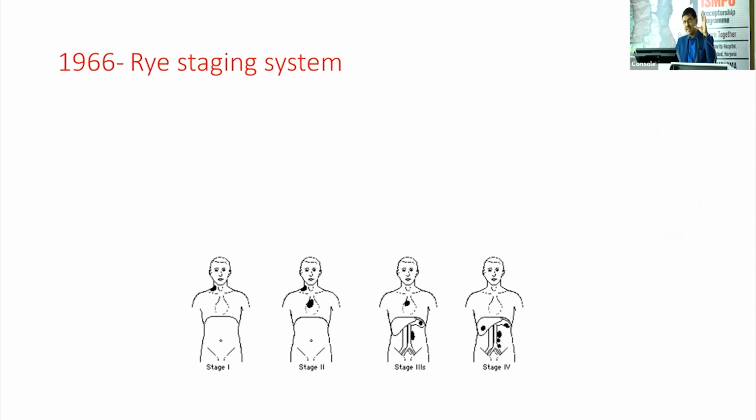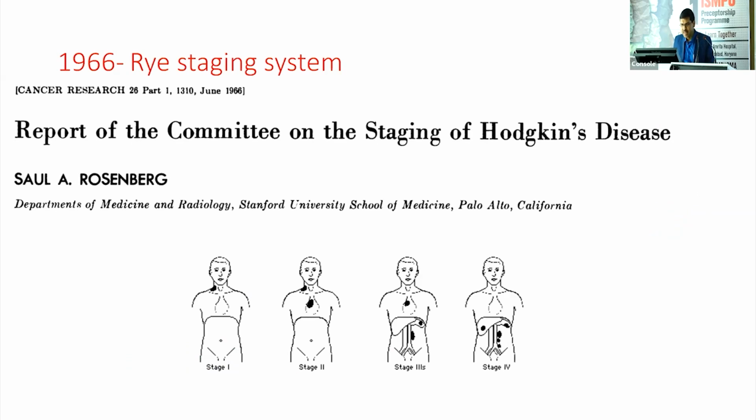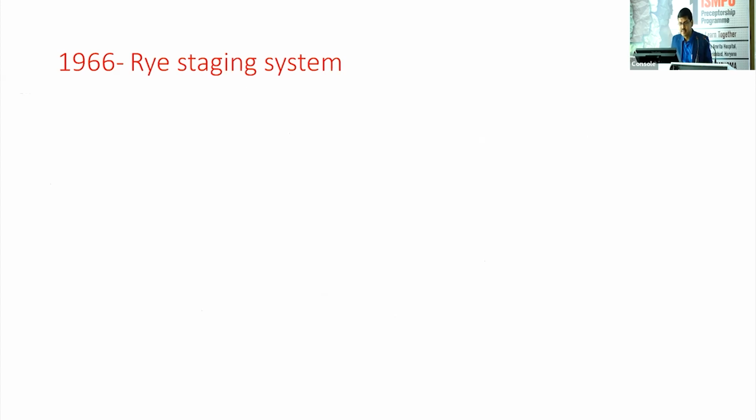Then came 1966, which is the Rye staging system. This was the first time when this kind of staging, which in this photograph all of us are familiar with, was proposed. However, there were certain differences, and this is just a paper in 1966.